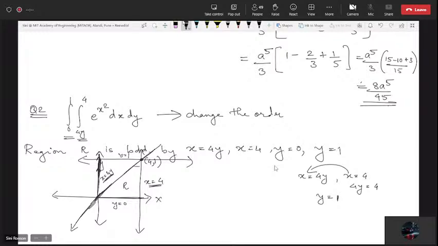And now I have asked you to change the order to which order? In which order do we need it? First order. Yes, we have to convert to dy dx, right? So if we have to convert to dy dx, what strip am I supposed to make here? Vertical. Yes, vertical strip. I have to make a vertical strip here. Okay, so I made the vertical strip. After making the vertical strip, we have to now find out our new limits. Okay, so what are my new limits going to be?